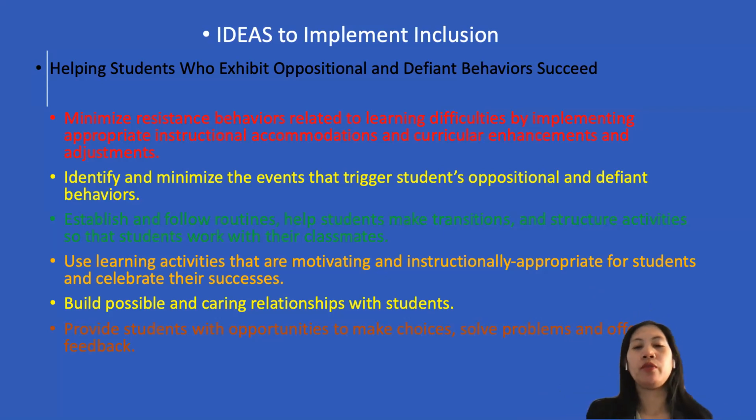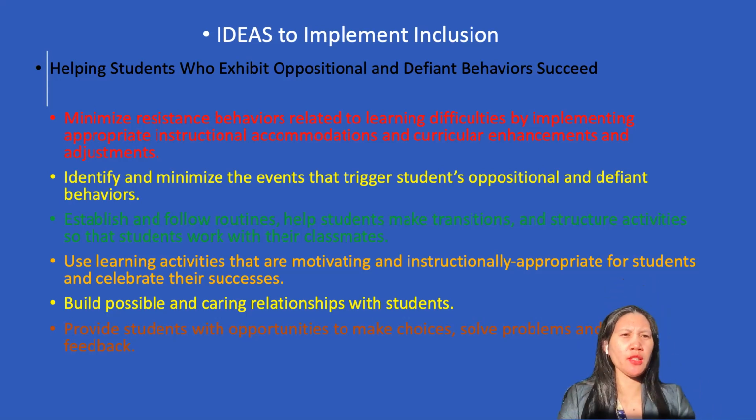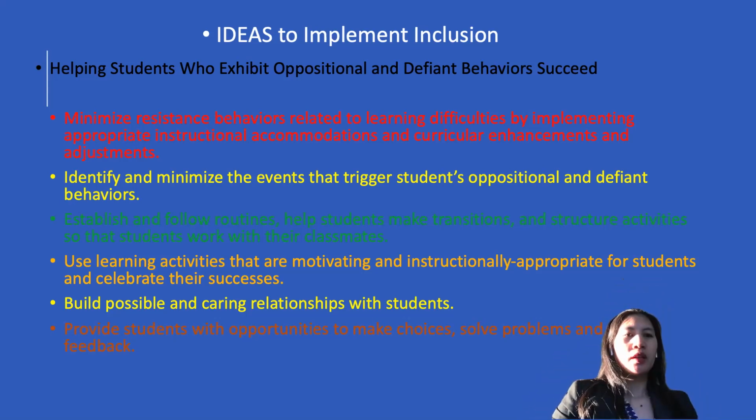So first one here is to minimize resistance behaviors related to learning difficulties by implementing appropriate instructional accommodations and curricular enhancement and adjustments. Another thing is they have to identify and minimize the events that trigger students' oppositional and defiant behaviors. This is for those students who have oppositional and defiant behaviors. Another thing is they need to use learning activities that are motivating and instructionally appropriate for students and celebrate their success. And build positive and caring relationships with students.